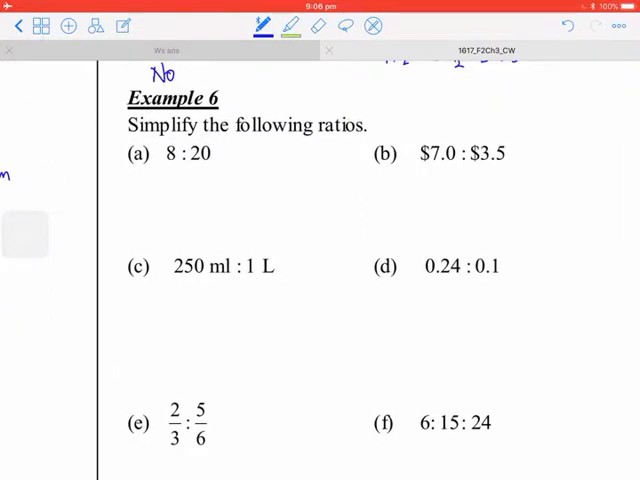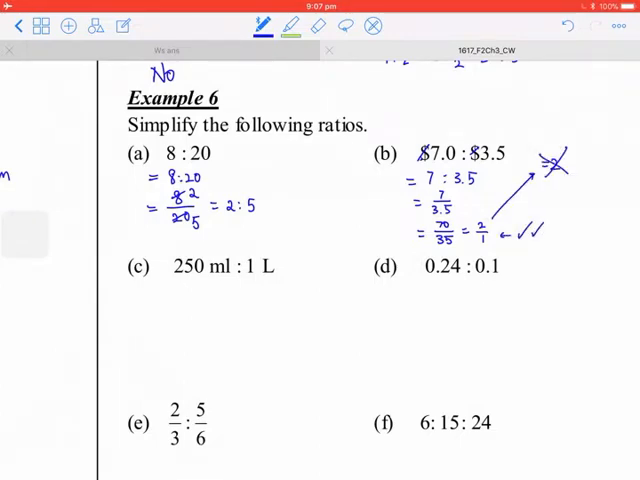First of all, for this one, a to 20, you just make it a fraction like this, and then you cross out the unit, and you have 2 over 5. That means the ratio becomes 2 over 5, or 2 to 5. For ratio, because they have the same units, you can cross them out. For 7 to 3.5, you have 7 over 3.5, and you can expand it, so you have 70 over 35, and then you have 2 over 1. Okay, that's all. Don't change it to 2.